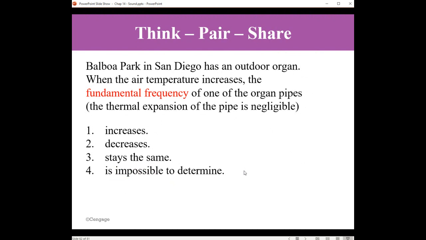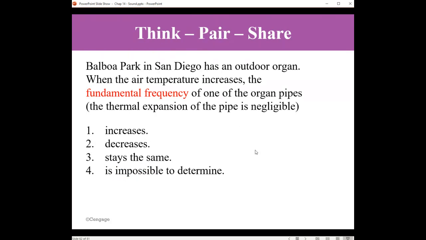Balboa Park in San Diego has an outdoor organ. When the air temperature increases, what happens to the fundamental frequency of one of the organ pipes? We are told the thermal expansion of the pipe is negligible, so we don't need to worry about changes in the length due to thermal expansion.